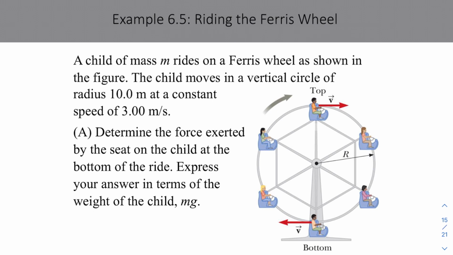Right. Example 6.5, riding the Ferris wheel. A child of mass m rides on a Ferris wheel as shown in the figure. The child moves in a vertical circle of radius 10 meters at a constant speed of 3 meters per second. A, determine the force exerted by the seat on the child at the bottom of the ride. Express your answer in terms of the weight of the child, mg.